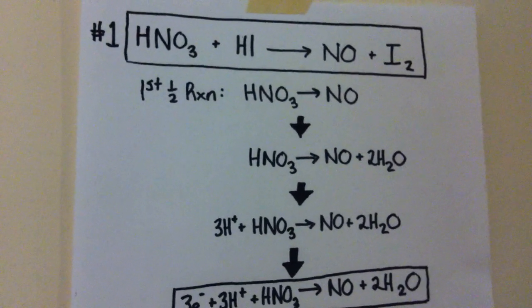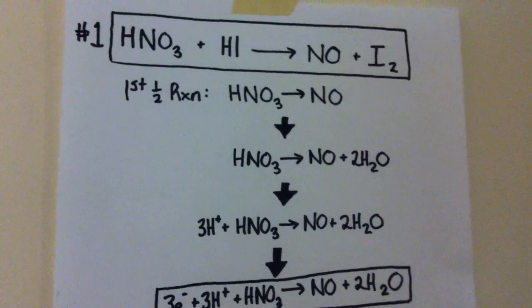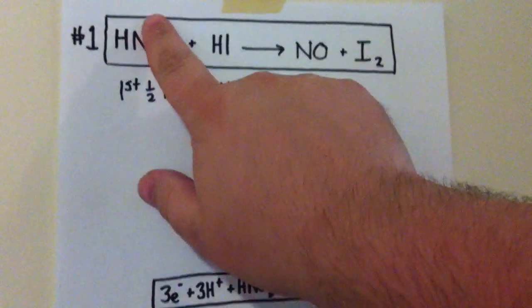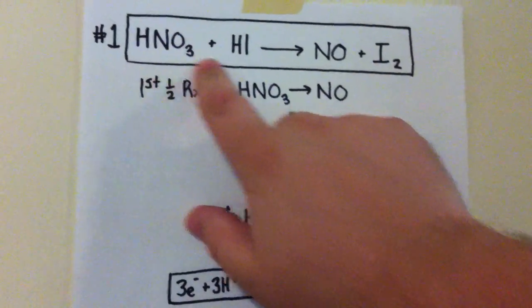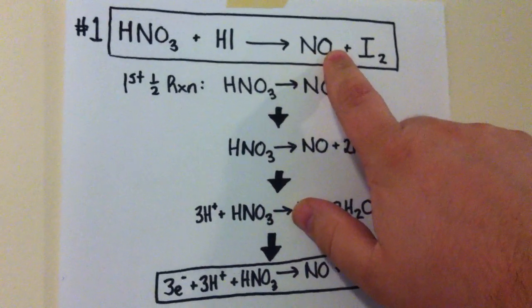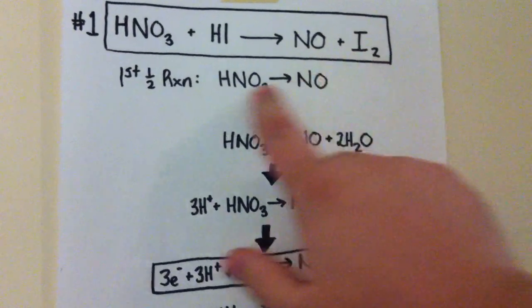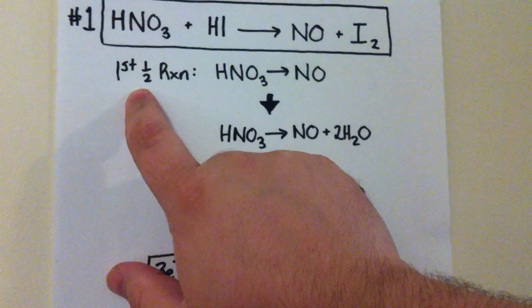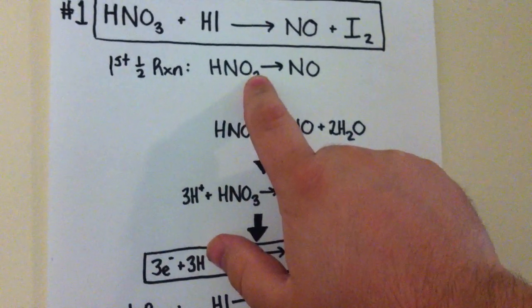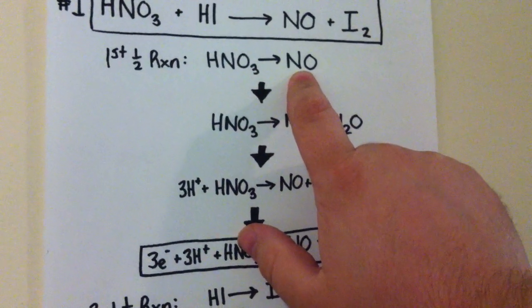Hey guys, just a walkthrough of number 1 on the lecture problems that were handed out last class. We're going to start out with a reaction involving HNO3 reacting with HI, going to NO and I2. We're going to split it into two half reactions. Our first half reaction takes HNO3, creates NO.